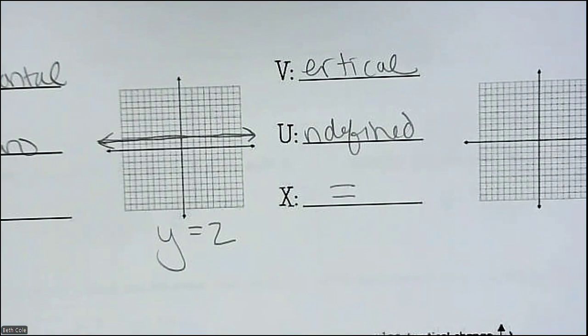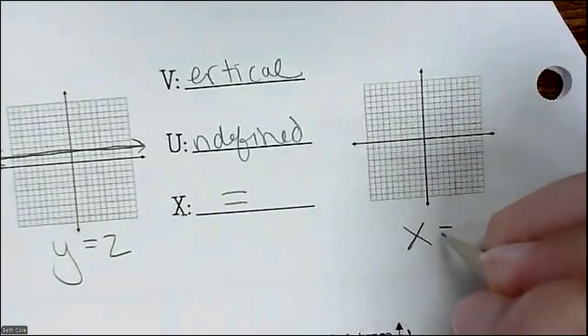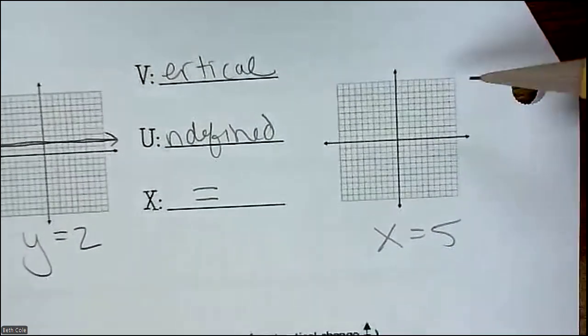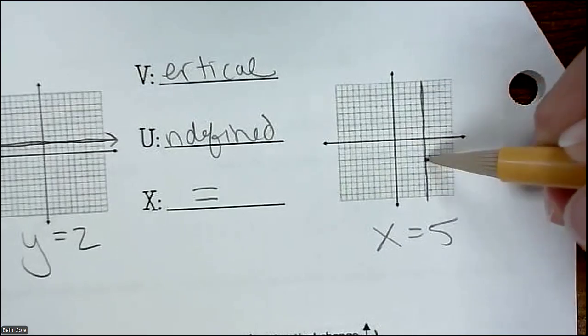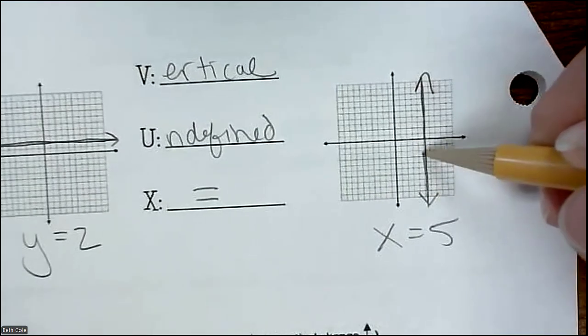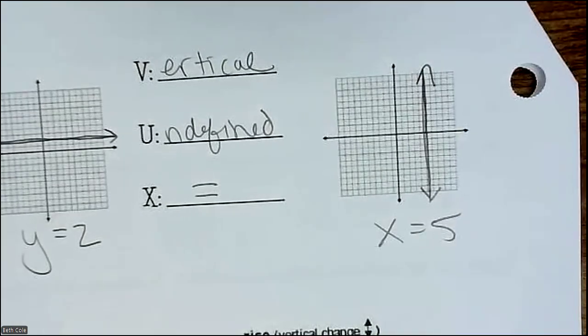So give me another, not 2, let's make it different, but a single digit number. Let's do 5. So if you do x equals 5, what you're going to do is count 1, 2, 3, 4, 5 and draw a vertical line. You'll be okay. I'm not going to take off points for your art skills. Okay. It's all right.